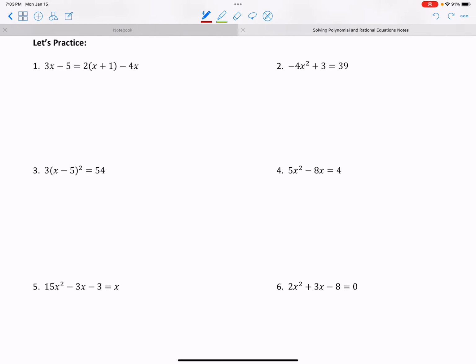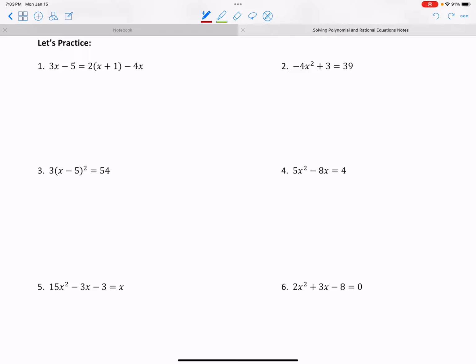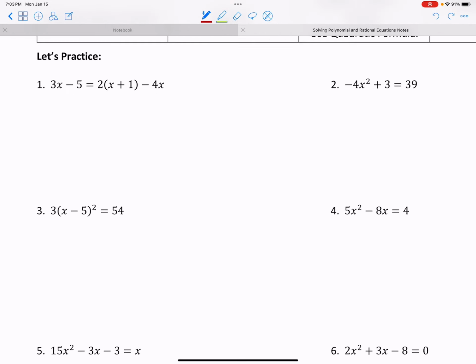So let's go ahead and practice, and this is all stuff that should be familiar, so hopefully this will be good. Alright, for example, in this first equation, the only exponent I see on x is a 1, so I know it's a linear equation. I'm just trying to solve for my 1x to the first, find my one solution. And so I need to clean this equation up before I can actually solve.